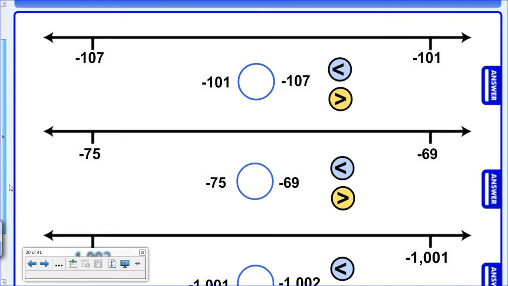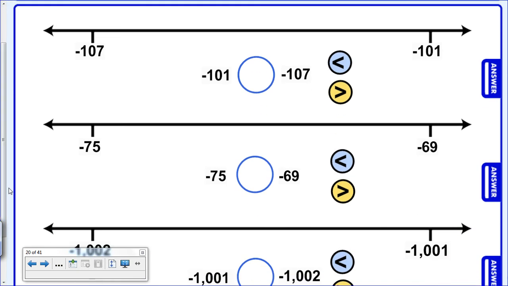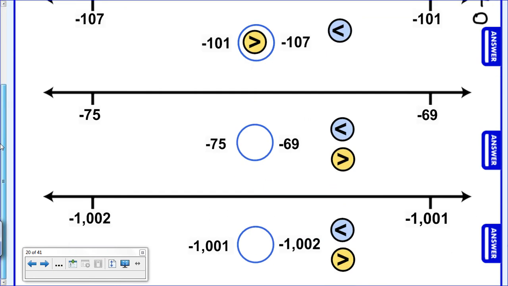All right, let's take a look at another one. Here we have -101 and -107. Now, where would 0 be on this number line? Let's take a look. If this extended out to 0, 0 would be over here. So which one's closer to 0? -101 or -107? If you said -101, you're correct. So -101 is bigger than -107.